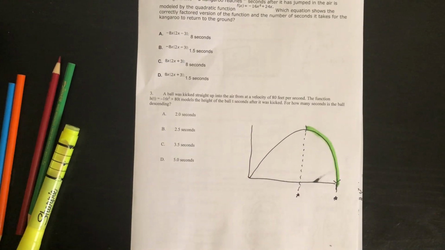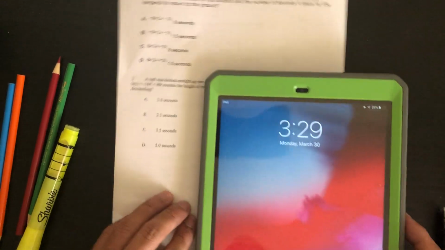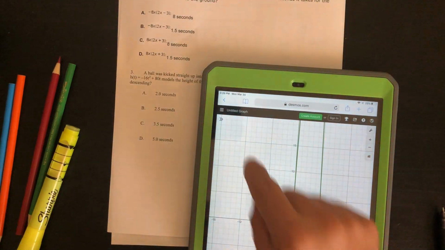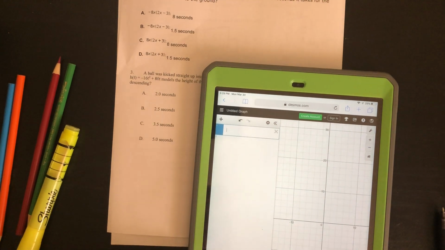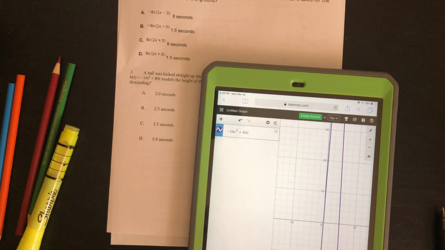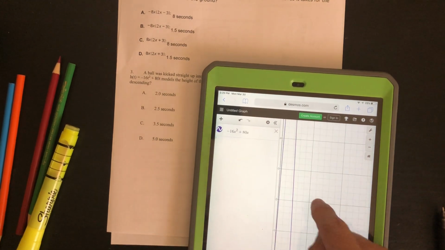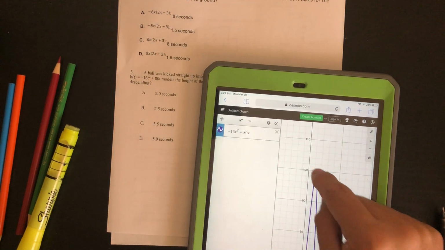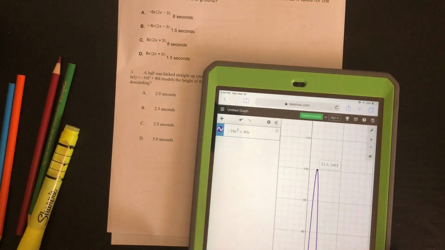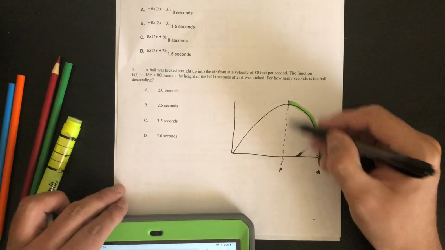So what I'm going to do is go to Desmos for this one. I'm just going to use Desmos instead of trying to work it out. And let's type that equation in there. So -16x squared plus 80x, okay? And I need to figure out the axis of symmetry, which is 2.5, okay? That will tell me this value right here.